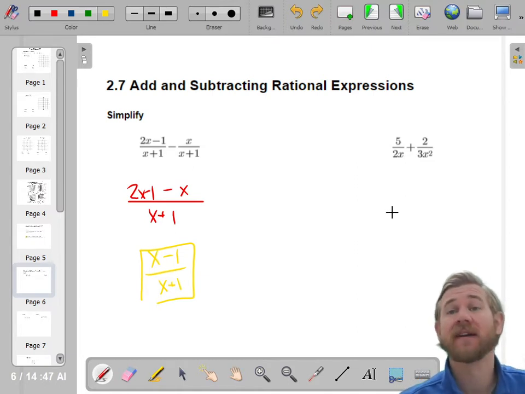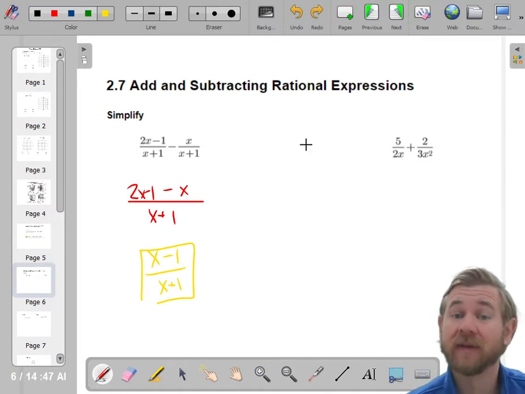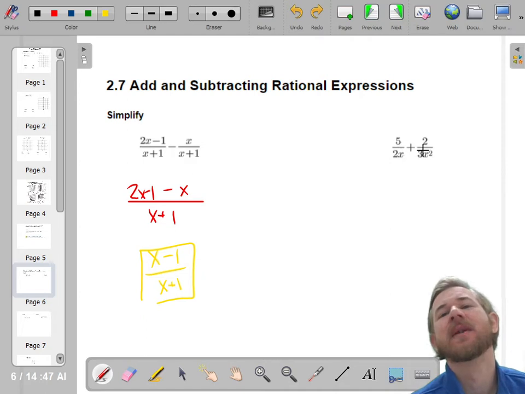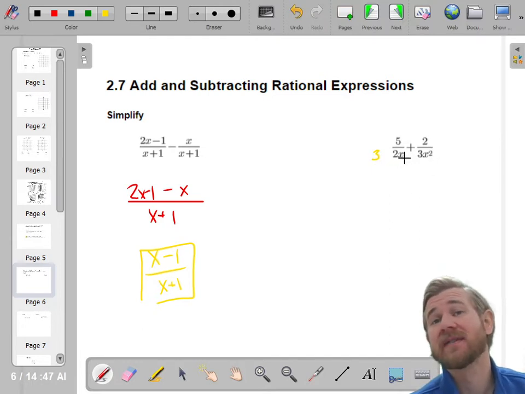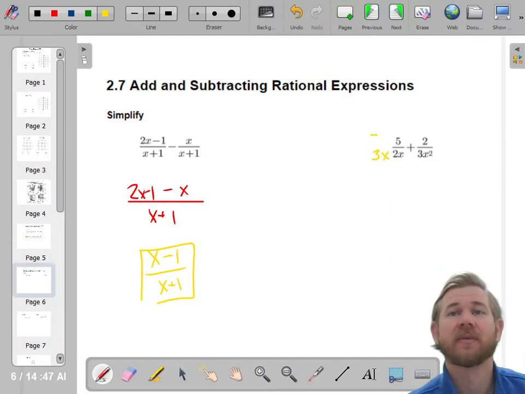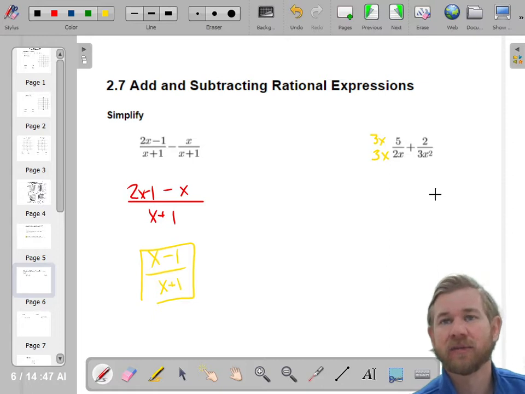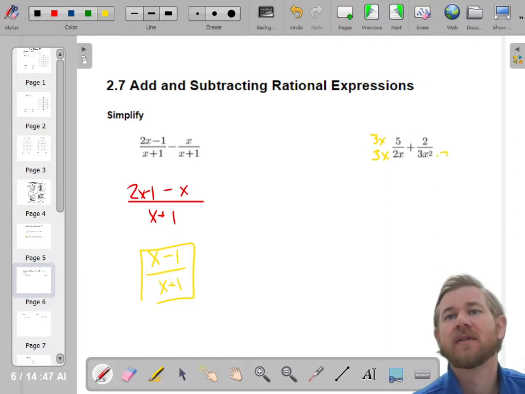Now, if you don't have a common denominator, well, you need to get one. So let's see. 2 and 3, what's their least common multiple? 6. I'm going to multiply this guy by 3. This is x squared, and this is just x, so it looks like it's going to need a 3x. I think my least common multiple is going to be 6x squared. So this guy's going to need to get doubled to make 6x squared.